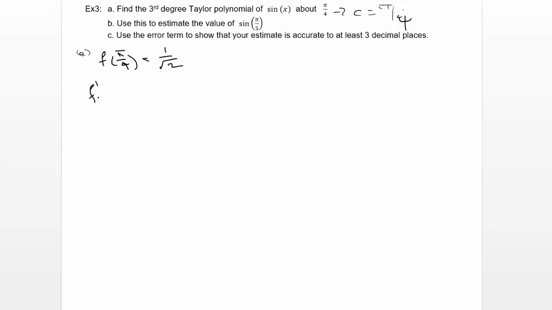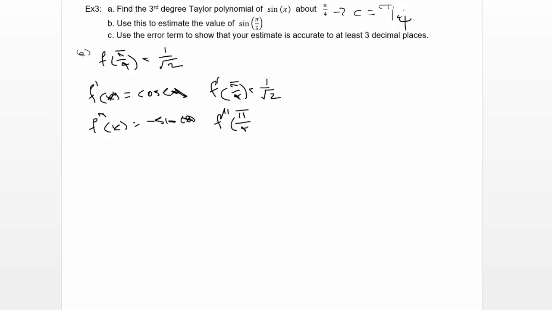The first derivative of our function, the derivative of sine, is cosine, and the derivative at the center point is also 1 over root 2. The second derivative, the derivative of cosine, is minus sine. So the second derivative at pi over 4 is minus 1 over root 2. And the third derivative is minus cosine, so the third derivative at pi over 4 is minus 1 over root 2.